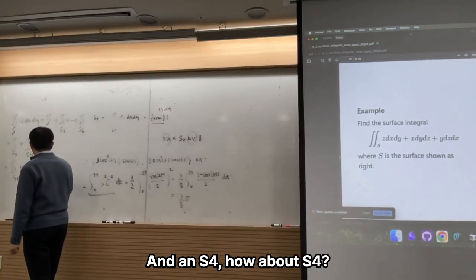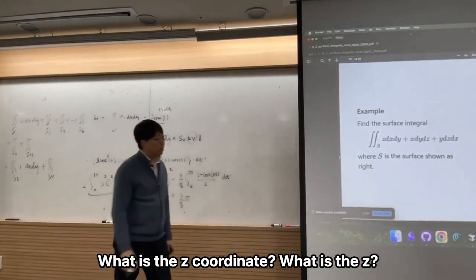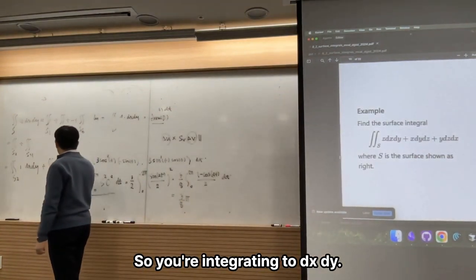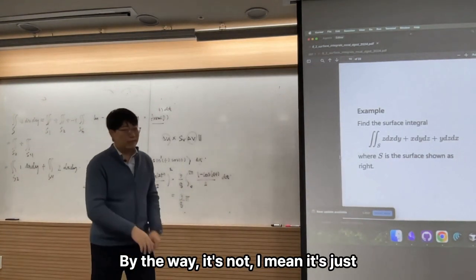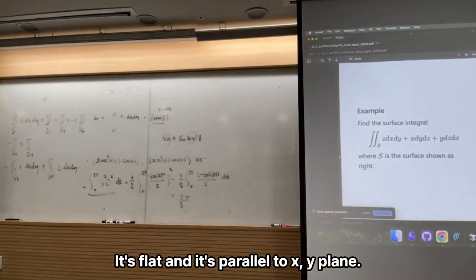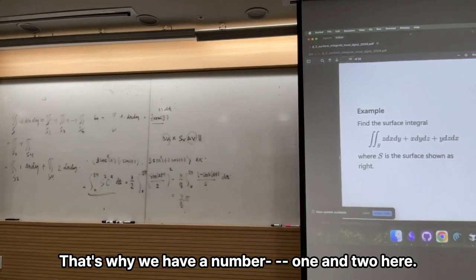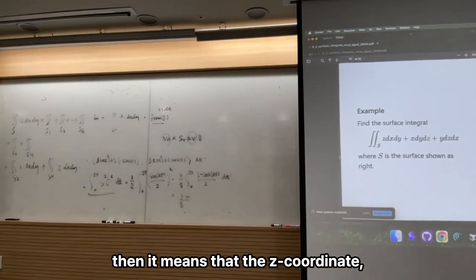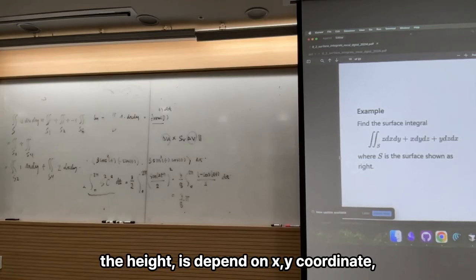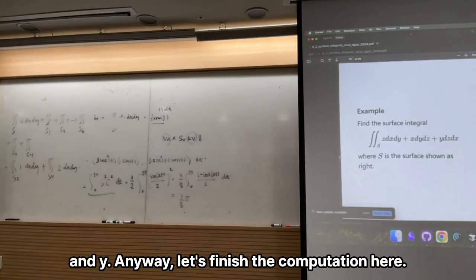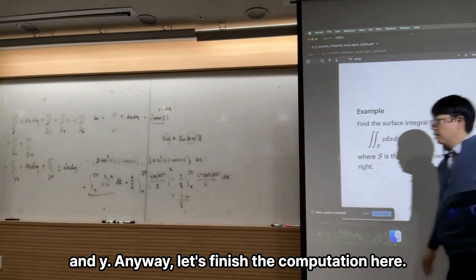And on S4, what is the Z coordinate? It's always 2, right? So you're integrating 2 dx dy. By the way, it's just because the shape of the surface is very special. It's flat and it's parallel to the XY plane. That's why we have the numbers 1 and 2 here. If the surface has ups and downs, then the Z coordinate, the height, depends on the XY coordinate, so the integrand must be a formula of X and Y. Anyway, let's finish the computation here.